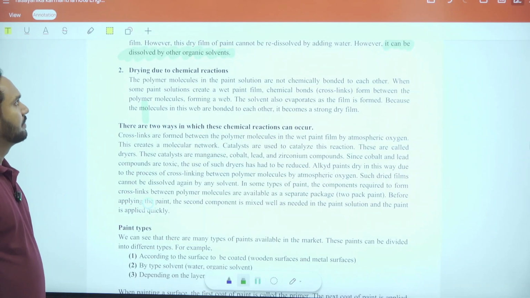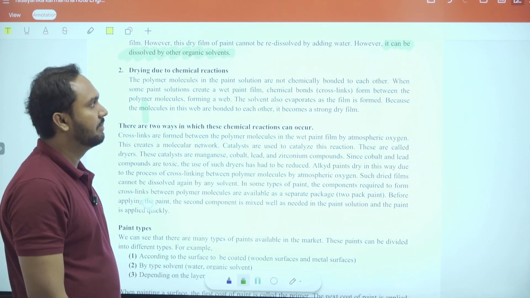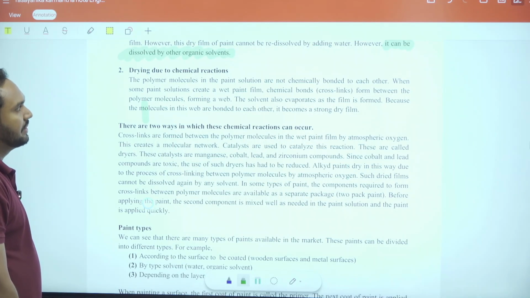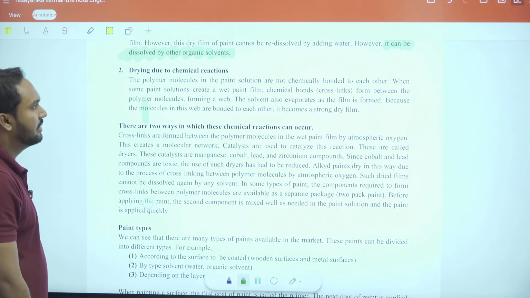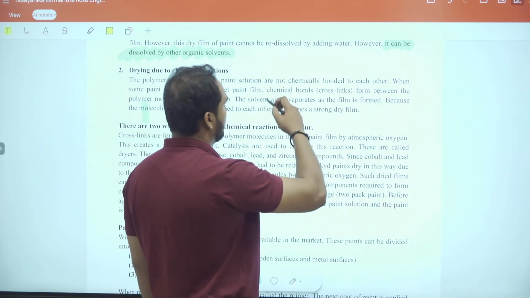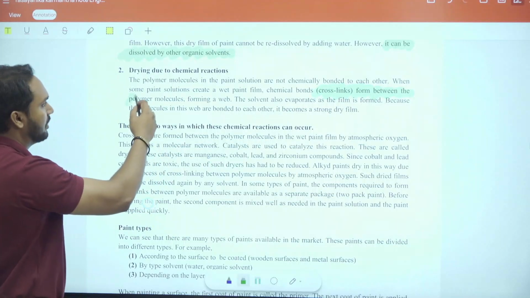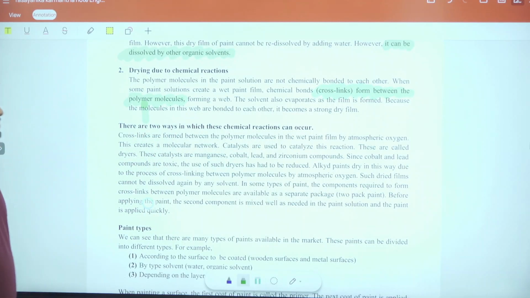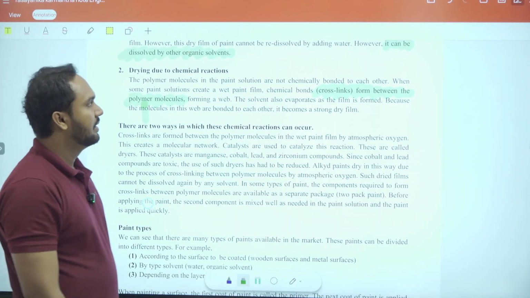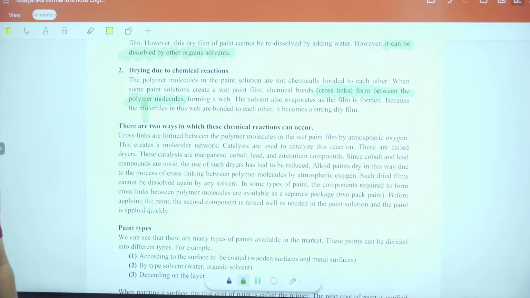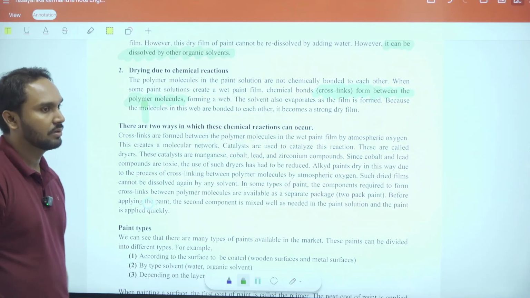Right. The next part, drying due to the chemical reactions. The polymer molecules in the paint solution are not chemically bonded to each other. When some paint solutions create a wet paint film, chemical bonds like crosslinks form between the polymer molecules. After the solvent is added, crosslinks form in the polymer, forming a web. The solvent also evaporates as the film is formed. Because the molecules in this web are bonded to each other, it becomes a strong dry film.